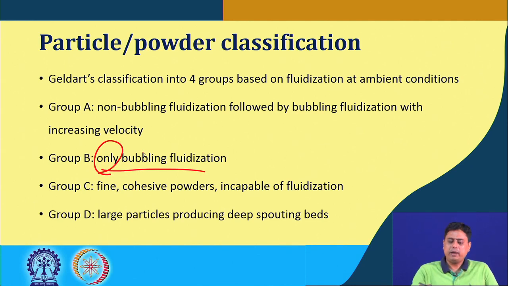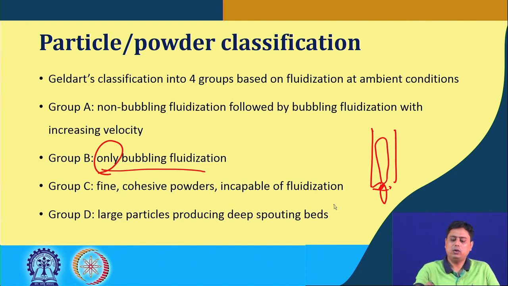In a spouting bed, what happens? The flow happens as if there is a single point of entry, and the gas flows very vigorously, and the particles mix very vigorously inside. Fluidization still happens, but as if there is a single point entry. Now, we will see these categories in detail further.